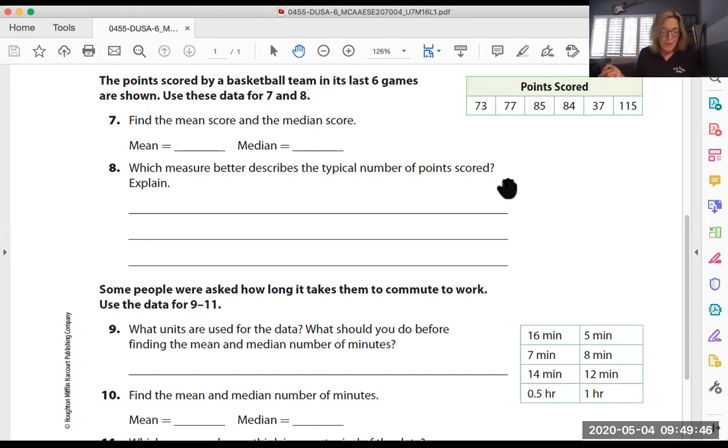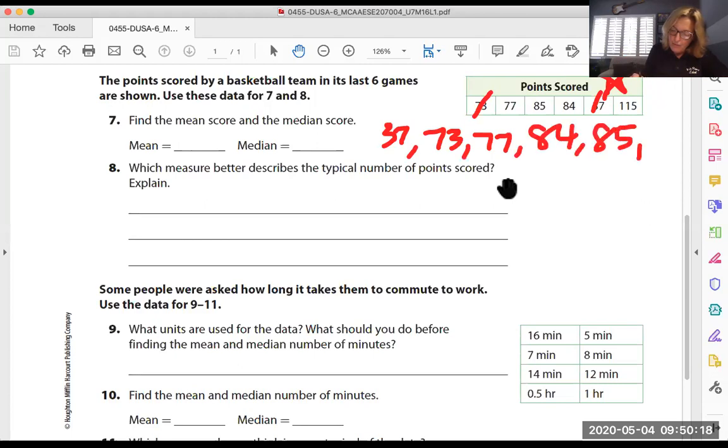Okay, so now the next question says the points scored by a basketball team in its first 6 games are shown. That would be right here. We're going to use that data for number 7 and number 8. First thing, find the mean score and the median score. So again, first thing, put them in order from least to greatest. I will do that over here: 37, then 73, 77, 84, 85, and 115. I think we got them all. So there are 2, 4, 6 pieces of data that we're going to use.